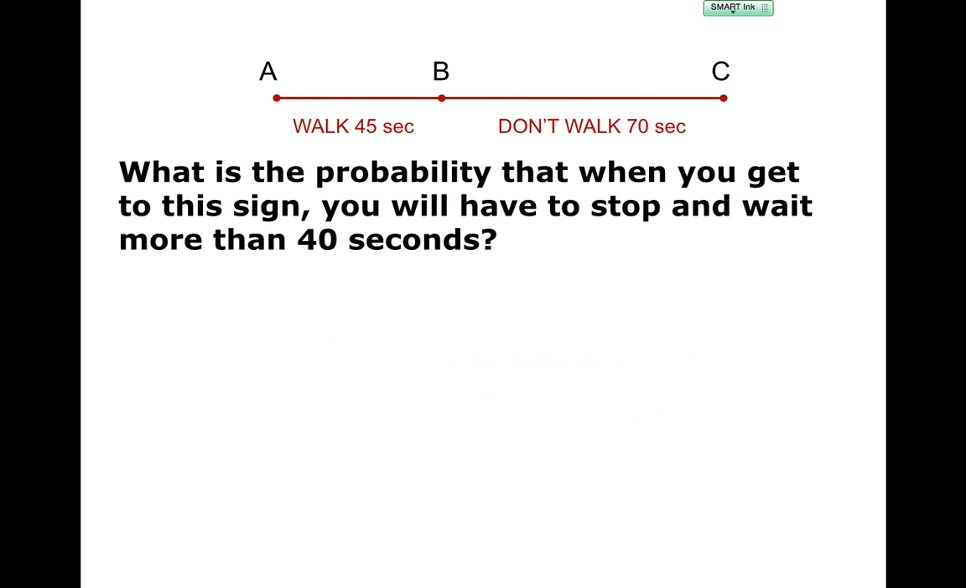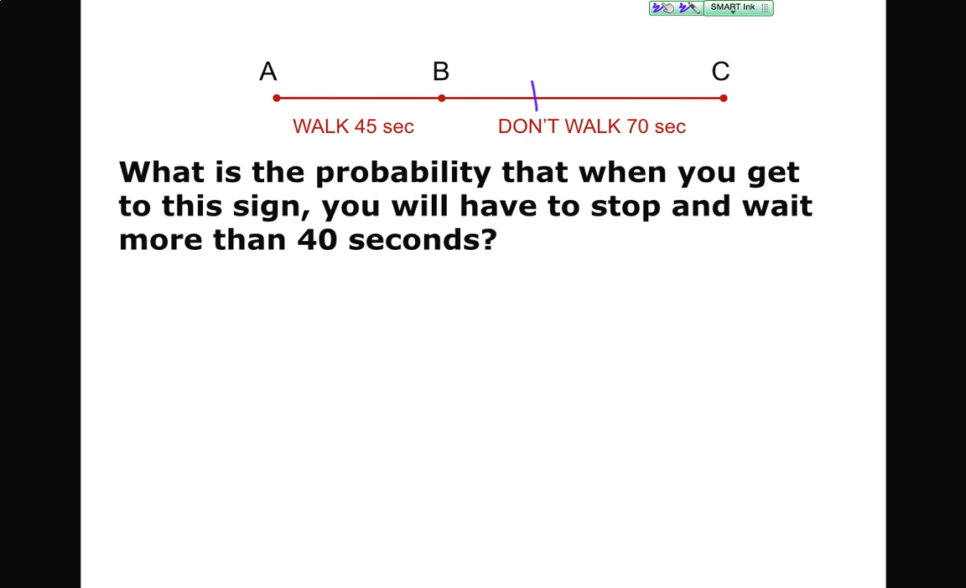Okay, so now on that same one, what's the probability that when you get to this sign, you'll have to stop and wait more than 40 seconds? Now, there's not a section that's labeled wait. So what part of this number line would you be waiting? Basically in the don't walk part, right? But I'm not interested in the whole 70 seconds of don't walk. I'm interested in just waiting more than 40 seconds. So we kind of need to divide that don't walk part. In that don't walk part, there's 70 seconds total. Let's go 40 seconds here, then how many seconds is left here? 30.